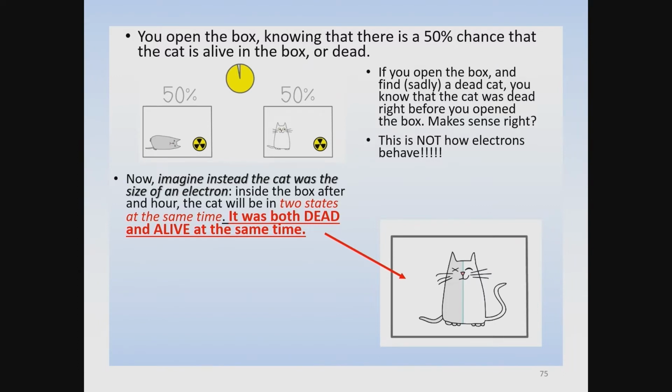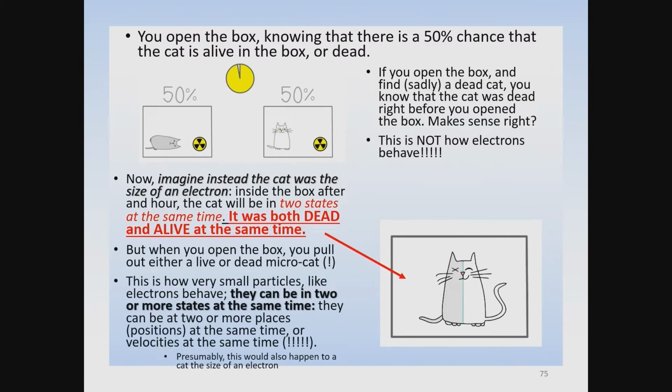Now, I know that sounds very difficult to believe, but this is the prediction of quantum mechanics for very small objects, in that they can occupy multiple places or multiple speeds at the same time. However, if you were to pull this cat, the size of an electron, out of the box, even though it's in this mixture of live and dead within the box, as soon as you pull it out of the box, it becomes either live or dead. So the actual act of measurement of a cat the size of an electron forces it into a final state of either being alive or dead.